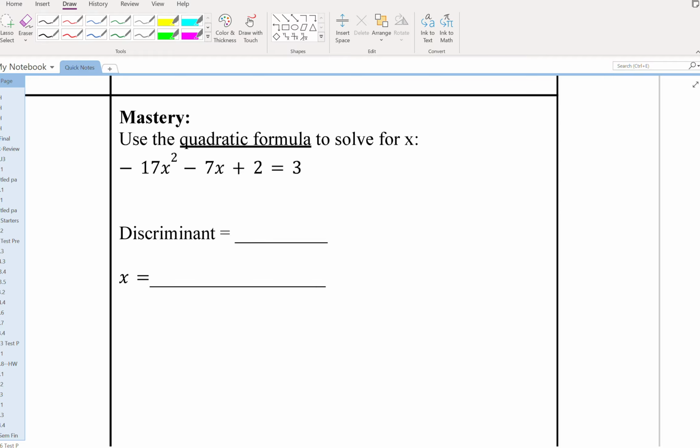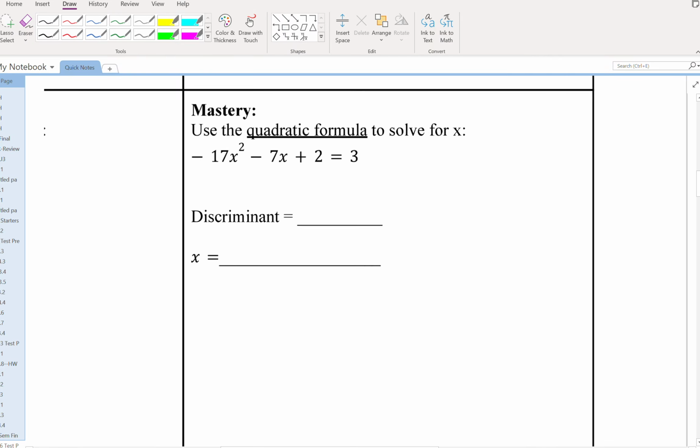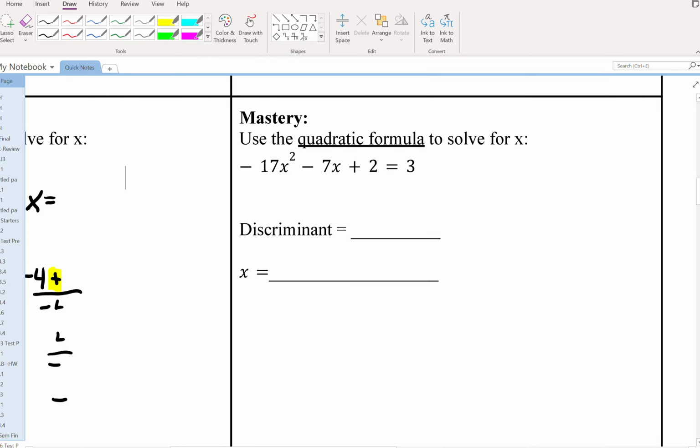This is a quick video on how to use the quadratic formula to solve for x when you have a quadratic equation. The first thing you need to realize is that in order to use the quadratic formula, we need to have our equation in standard form, and that would be ax squared plus bx plus c equals 0.